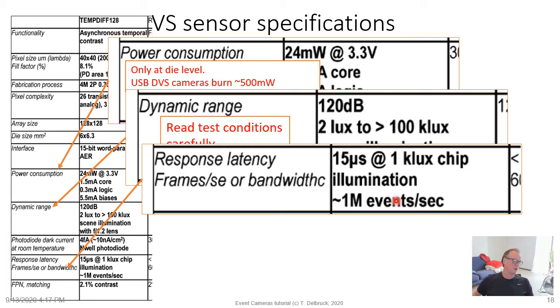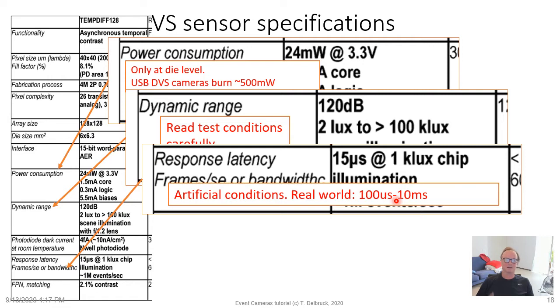And the computer vision community took that on and started saying in many of their papers that the sensors have microsecond response latency. It's not true. It's true in laboratory conditions as reported in such a solid-state circuit paper, but it's not true in reality. These are artificial conditions. So in the real world, the latency of the pixel response is closer to 100 microseconds up to 10 milliseconds at low light intensity. I'll say more about that later too.